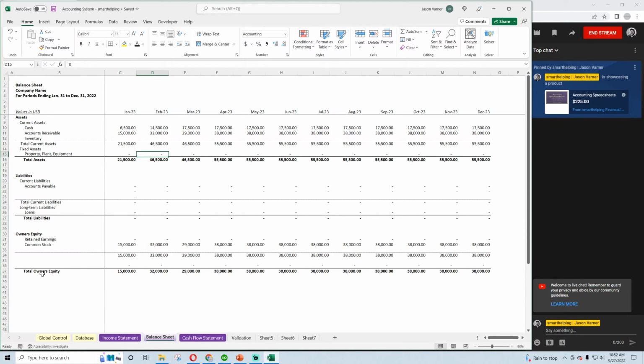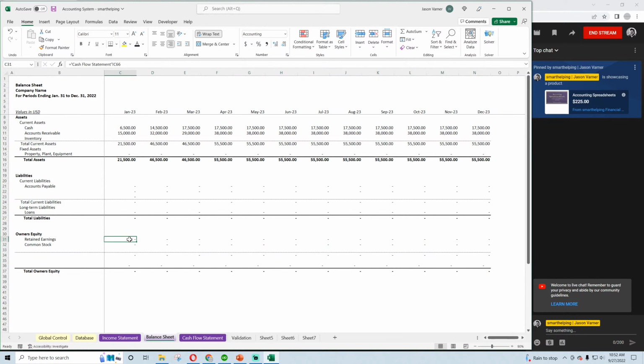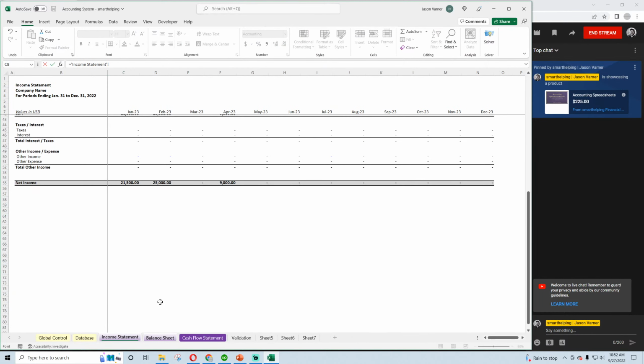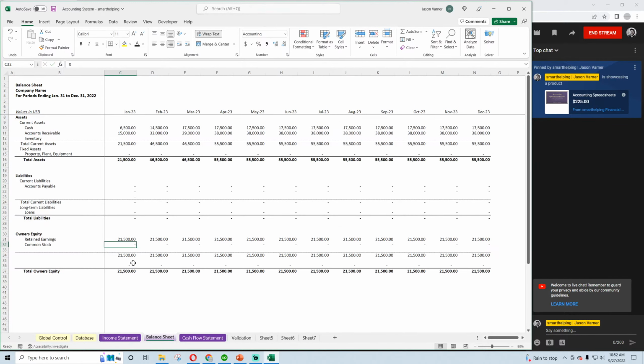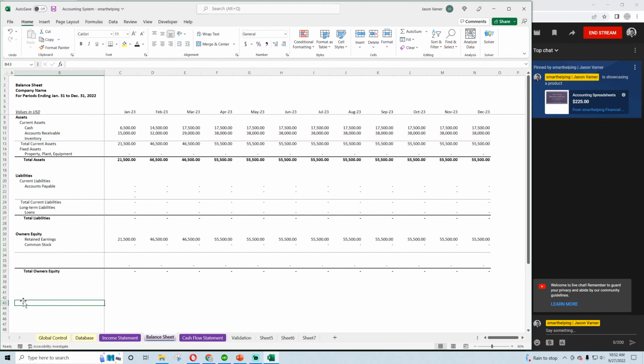Where was I? Oh. So retained earnings is simply going to be net income. And we take it right from here. And then it's that number accumulated over time. Now this should balance. This should balance. We're going to find out though.